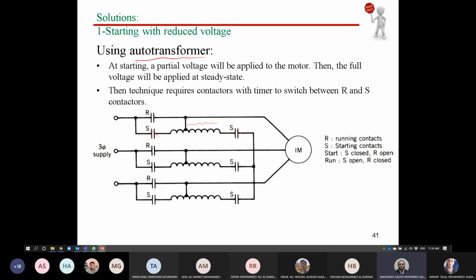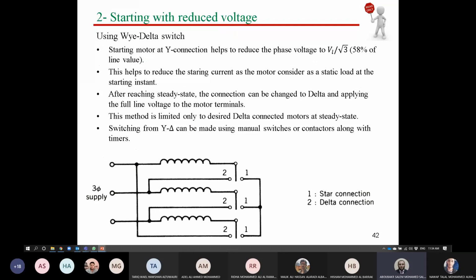Auto transformer can start the induction motor with small voltage. However, it's only manual control. It's not an automated technique. Or you can make it controlled by using timers along with contactors. You will use lots of devices in this case. It's not preferred anymore. Another technique is star delta switch.